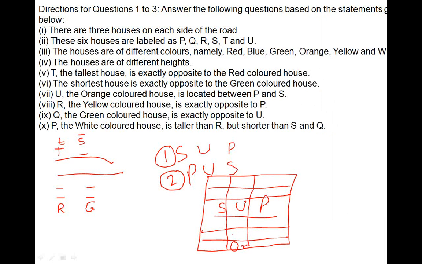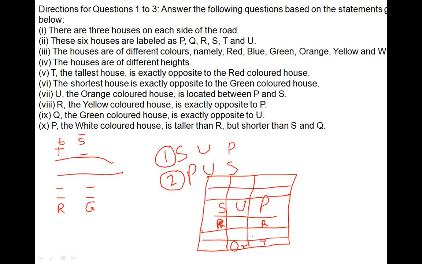R is the yellow colored house exactly opposite to P. Exactly opposite to P means if P is here and this is the road, so R will lie here, right? R is exactly opposite to P. Okay, exactly opposite, it does not say diagonally. So R will lie here, exactly opposite to P, and it is in yellow in color, right? So yellow color will come here, okay?